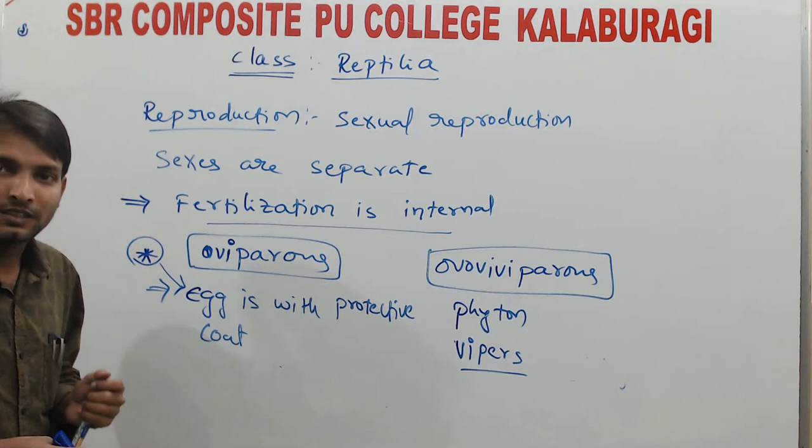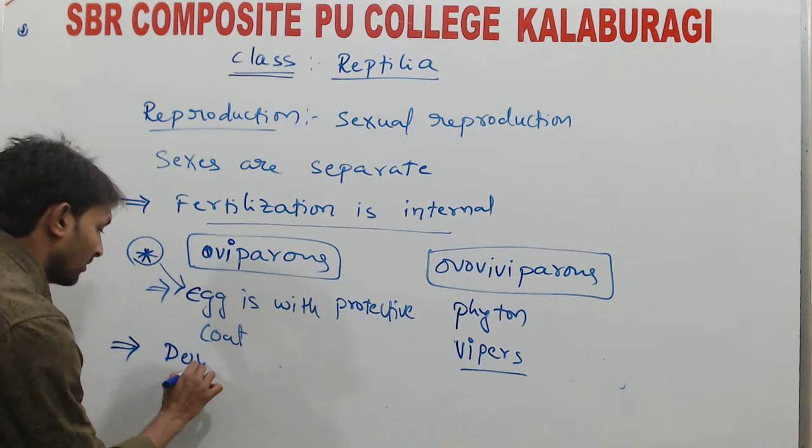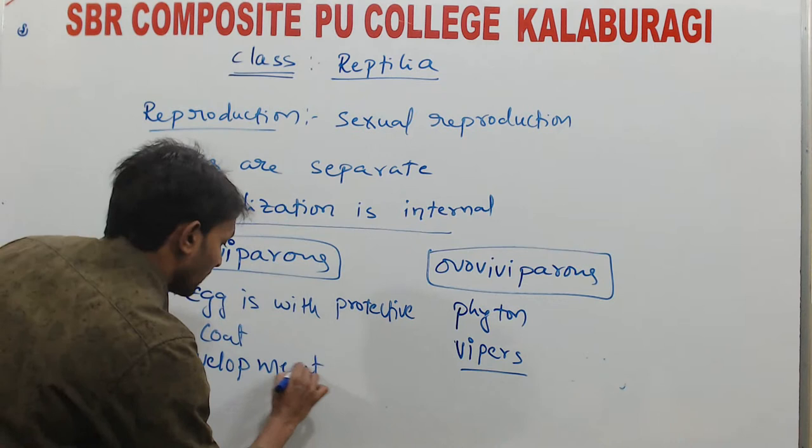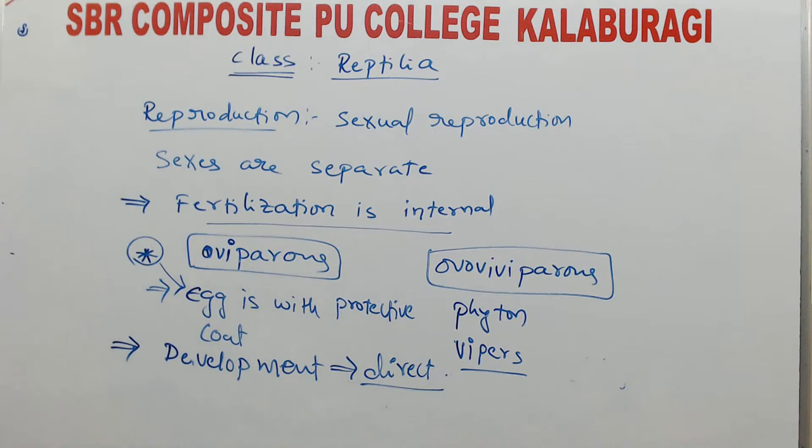Next, fertilization is internal, oviparous, and the next thing is development. The development, you can see, is direct. In reptiles, the development is direct development. These are the characteristics given in the NCERT textbook, which you can clearly identify.